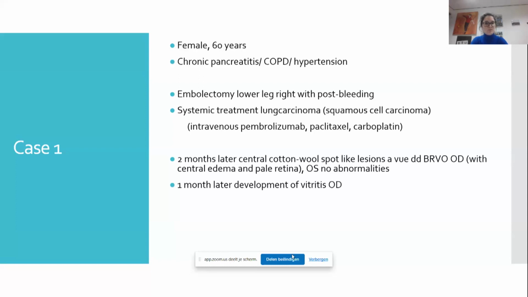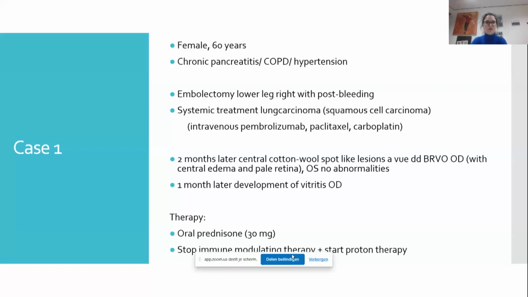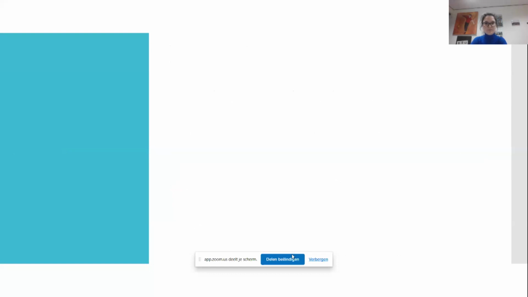One month later, she developed vitritis in her right eye. Then they started oral prednisone, and they stopped the immune-modulating therapy because they thought maybe it was an inflammatory reaction to the start of her immune-modulating drug for her lung carcinoma. And they started another potent therapy for her lung carcinoma.